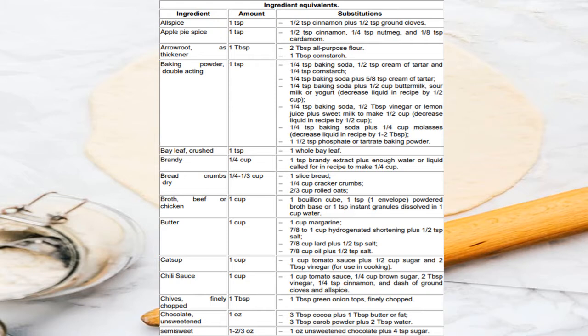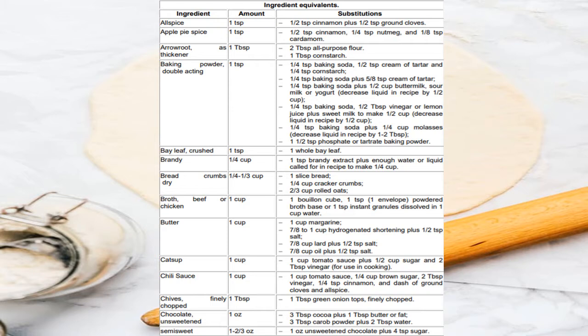Apple pie spice, 1 tablespoon. 1/2 tablespoon cinnamon, 1/4 tablespoon nutmeg, and 1/8 tablespoon cardamom. Arrowroot as thickener, 1 tablespoon. You can substitute it with 2 tablespoons of all-purpose flour and 1 tablespoon of cornstarch.